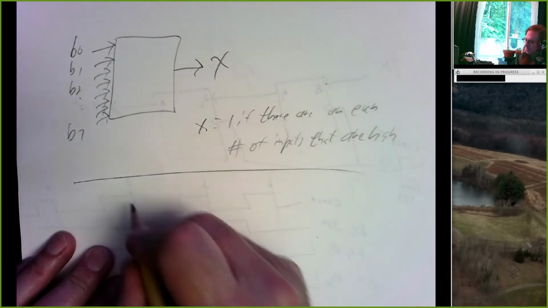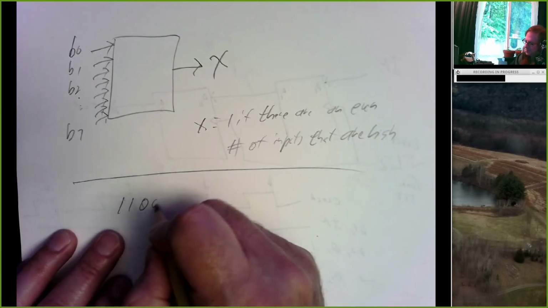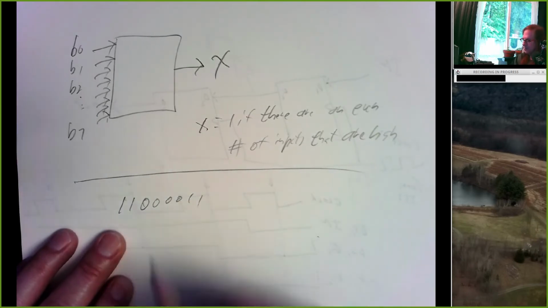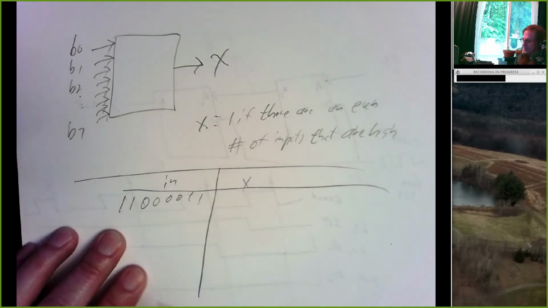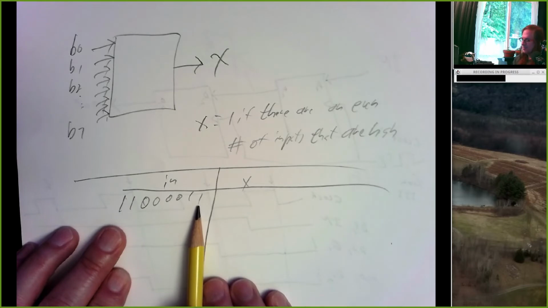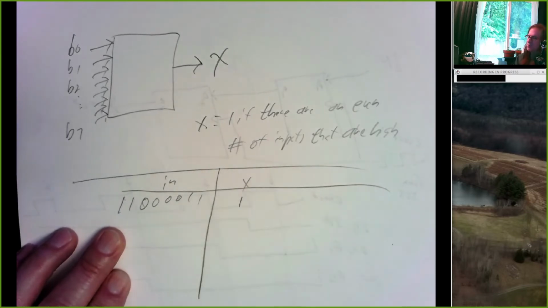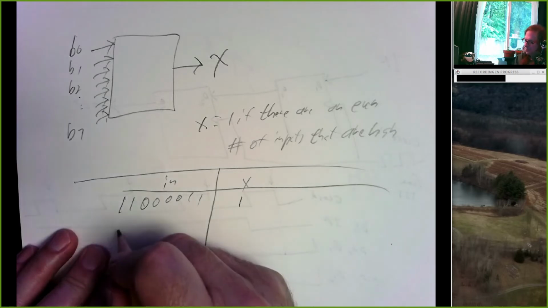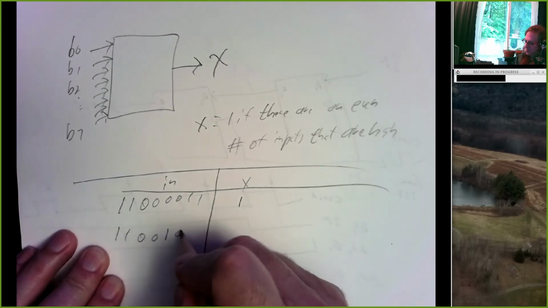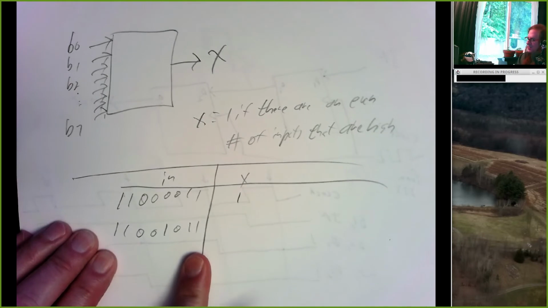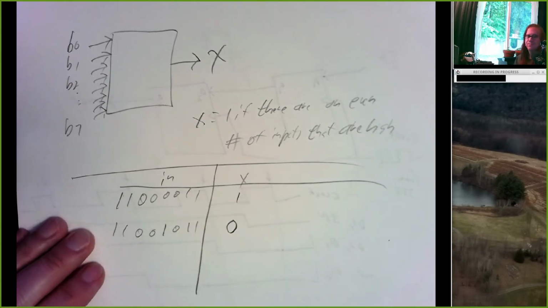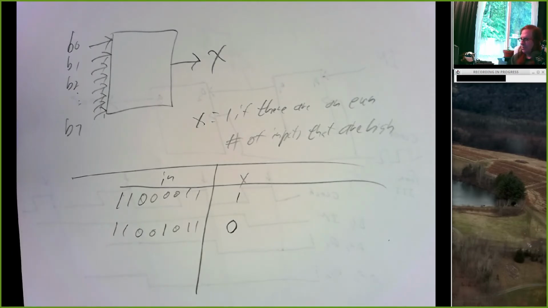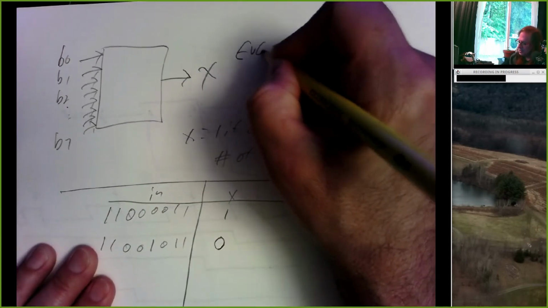So for example, I have 4 inputs that are high. 4 is an even number. My output here would be a 1. I have 5 inputs that are high. 5 is not an even number. My output will be a 0. Okay, that's what your circuit for experiment 1 should do. This is called an even parity generator.